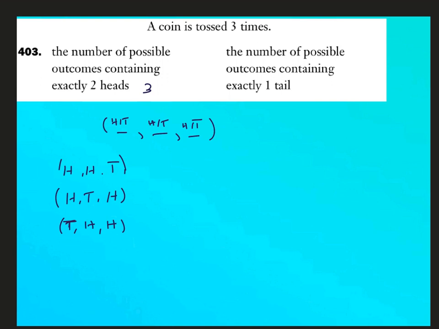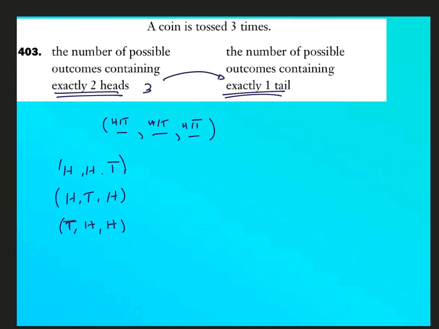Now the second quantity B, is number of possible outcomes containing exactly 1 tail. Now if you understand the situation, you have 3 outcomes. There are 3 values in every outcome. It's either head or tail. If you have exactly 2 heads, it actually means there's exactly 1 tail. So what you have here is just a different form of quantity A, because there are 3 values in every outcome. If 2 of them are heads, the third one has to be tail.